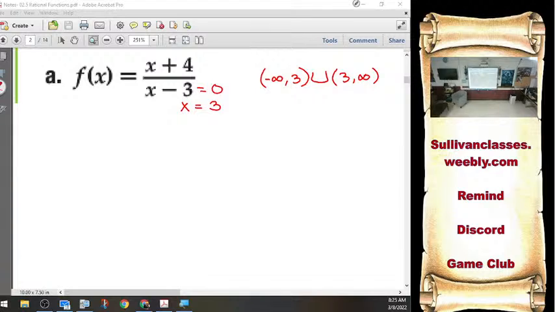So I got a domain there. That means my vertical asymptote is also there.